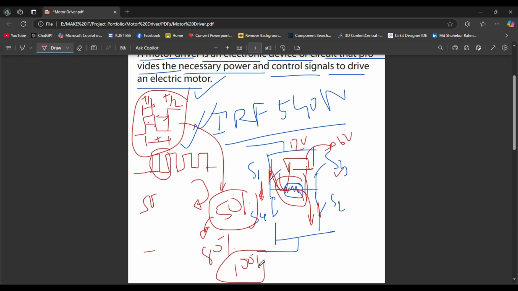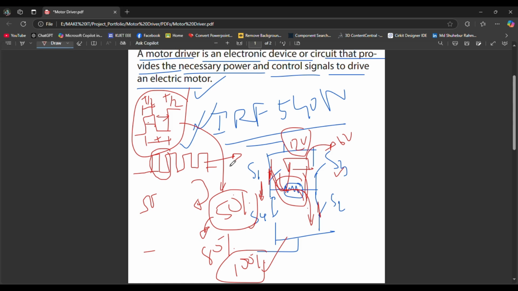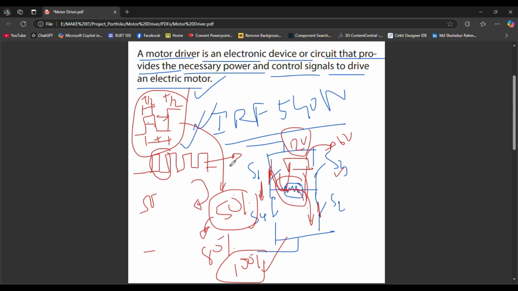Okay, if you make the pulse width 100%, that means it will get approximately 12 volts, right? This is how the system works. So how can you give this pulse width to this circuit? You need the circuit connection. You have to make the circuit for this pulse. All of these things will be done in this video.